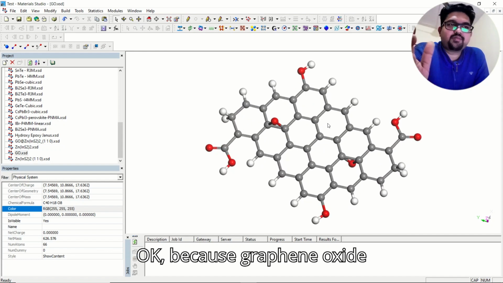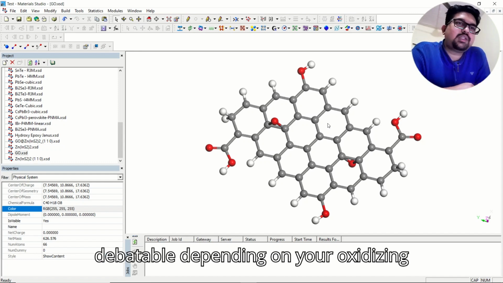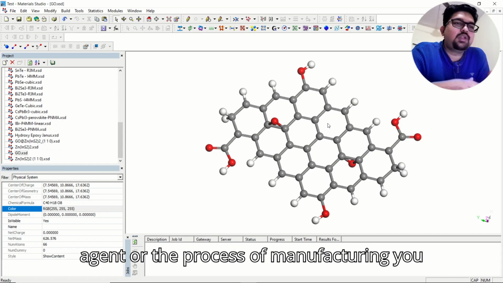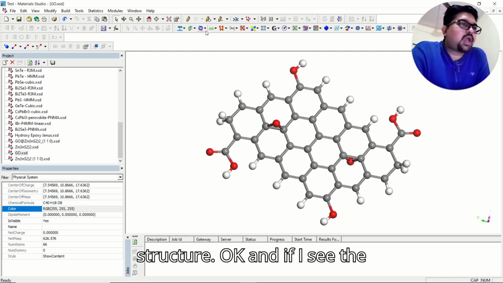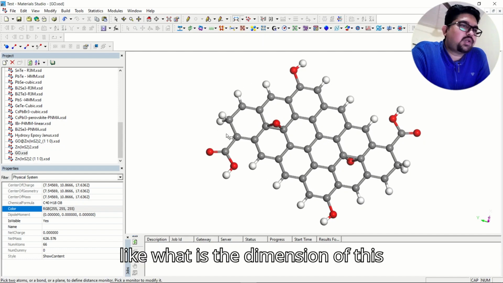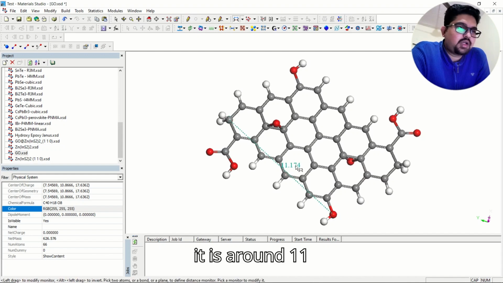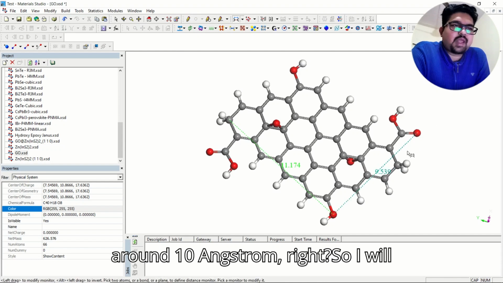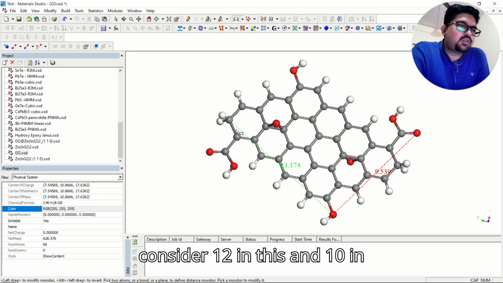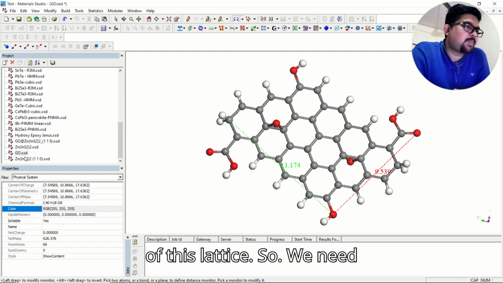Because the graphene oxide structure is still questionable or debatable depending on your oxidizing agent or the process of manufacturing. You will get different structures. I have just approximated a graphene oxide structure. And if I look at the dimension of this lattice, here it is around 11 angstrom, and this way is around 10 angstrom, right? So I will consider 12 in this and 10 in this. That will be a decent dimension of this lattice.